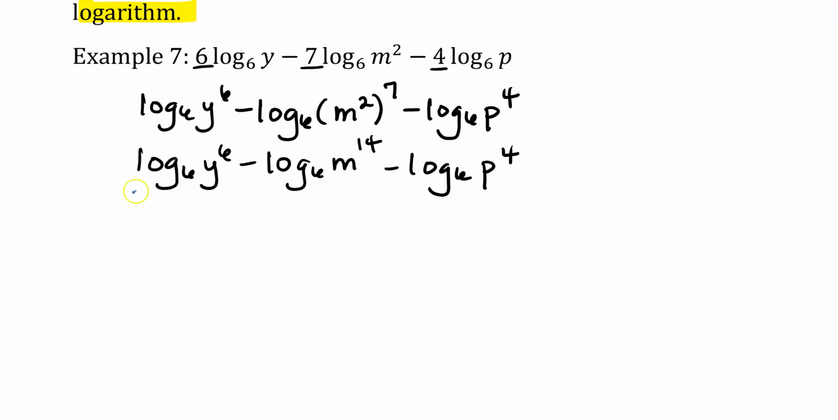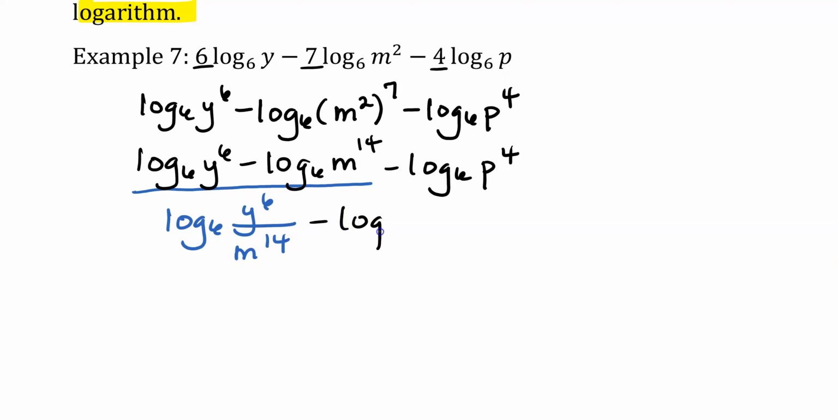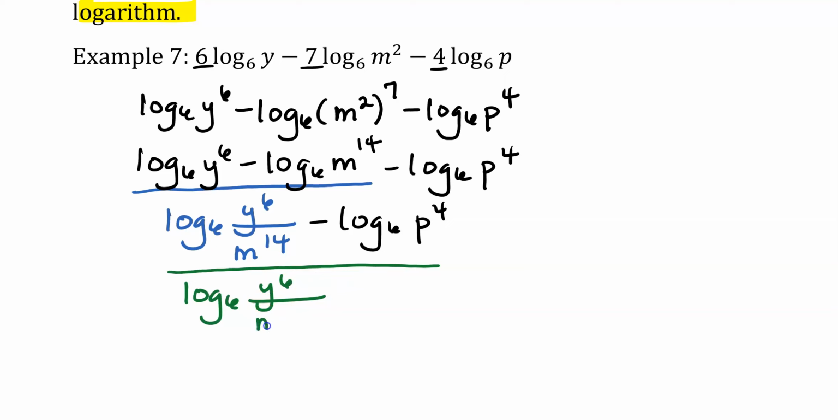And then looking at the first two logarithms, they are subtracted from each other, so we will combine them into a single logarithm using the quotient rule. So we have log base 6 of y to the 6th divided by m to the 14th. And then I'll go ahead and subtract that second logarithm, and then we will again use the quotient rule because we have two logarithms that are being subtracted. So we have log base 6 of y to the 6th divided by m to the 14th, and that is divided by p to the 4th.